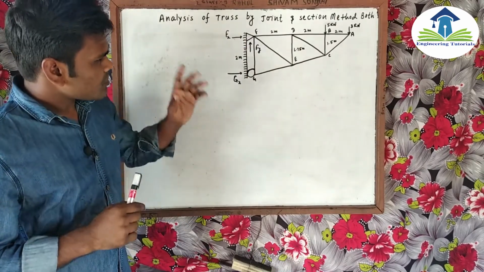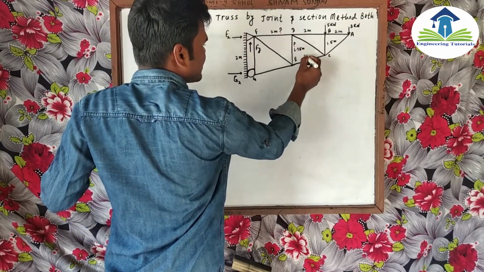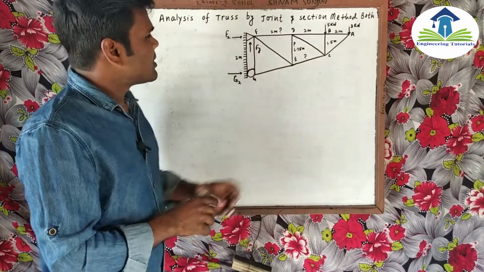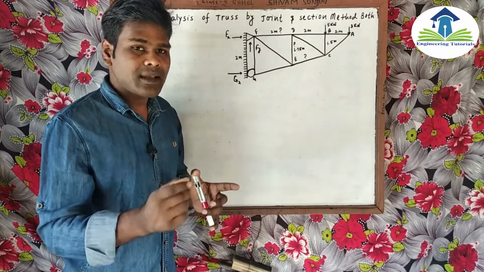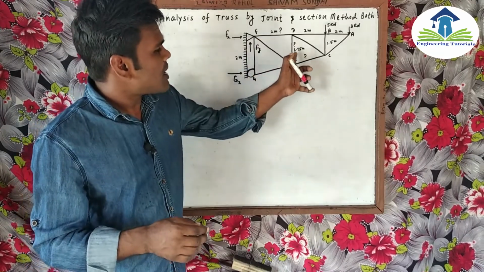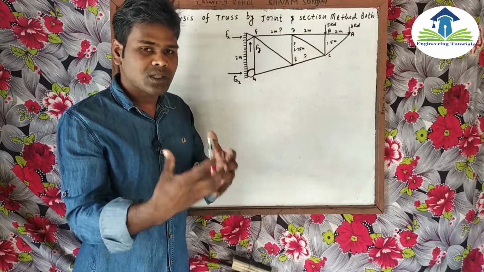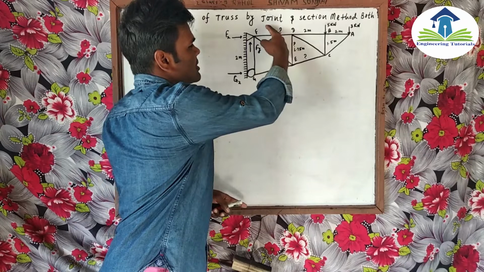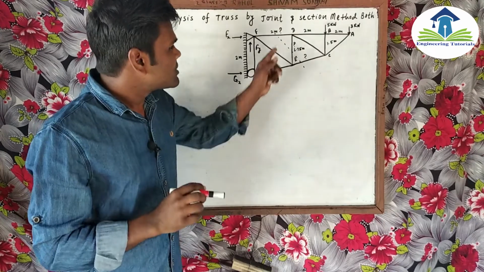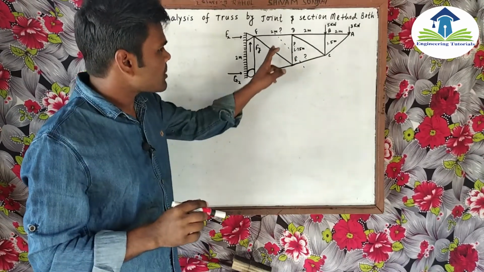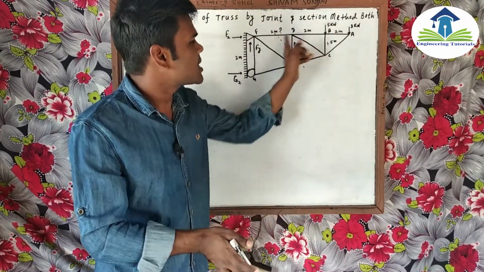First of all, we have to find the member forces. This is one, this is two, and this is three: three unknown forces we have to determine. If we analyze, the three members are in one line. So if we want to use the section method, we have to cut like this, so that we can easily find these member forces, because all three members which we have to determine are cut by the section method like this.